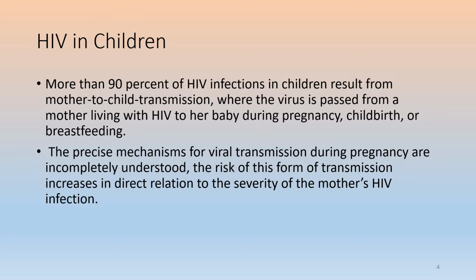So I looked up how many children are born with HIV, and what I found is 90% of HIV infections in children result from mother-to-child transmission. The virus is passed from the mother that has HIV to her baby during her pregnancy. It can be passed during childbirth or during breastfeeding. So we don't quite understand how it's passed, but we do know that it is passed.